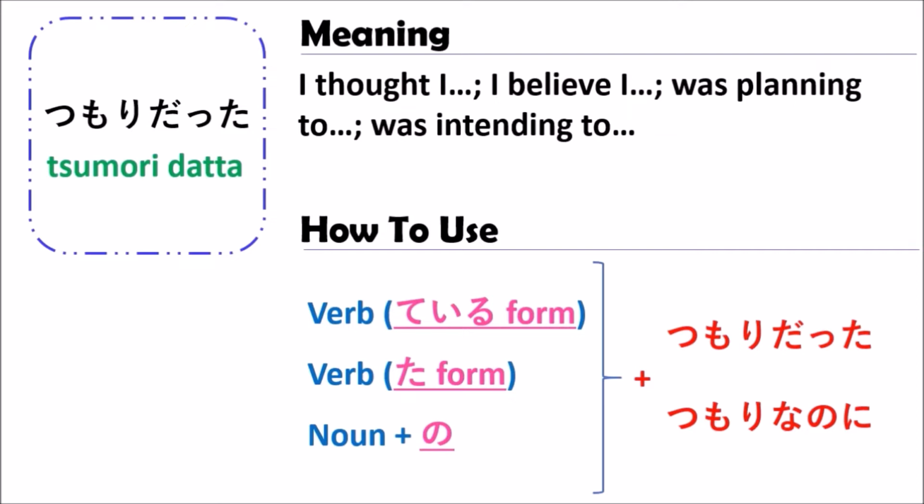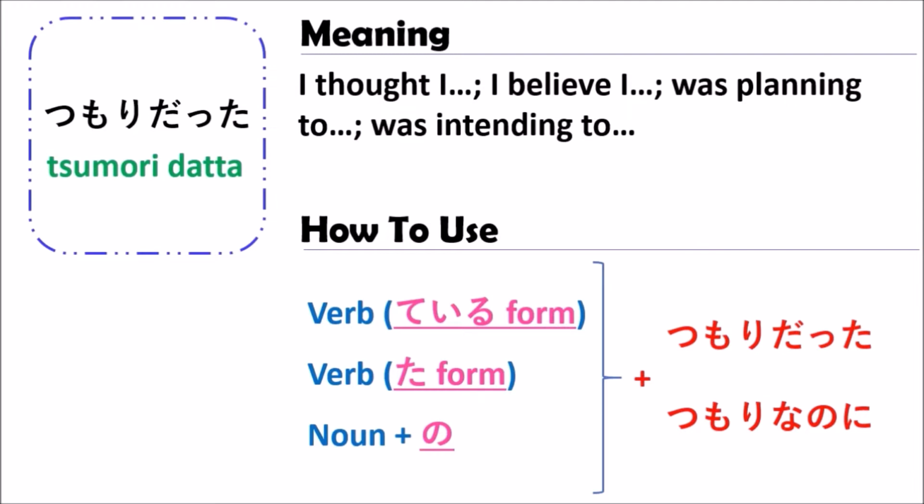But sometimes you can say tsumori nano ni or tsumoridatta. It has the same meaning: I thought, I believe, I was planning to, was intending to, something. So don't be confused when you see the grammar of tsumoridatta or tsumori nano ni. It just has the same meaning. And what you have to remember, you can use the verb and noun only. In the verb, we have two cases, te form and ta form.